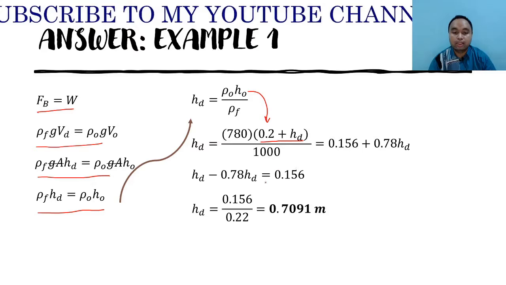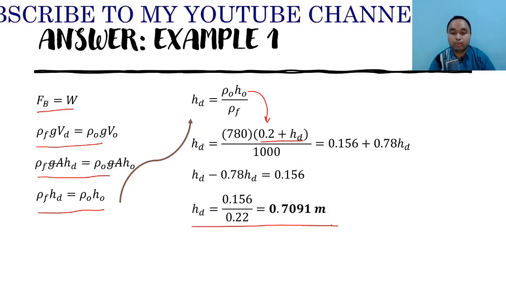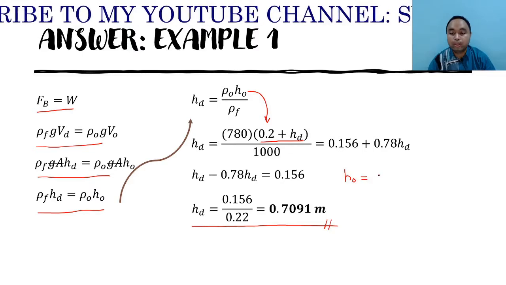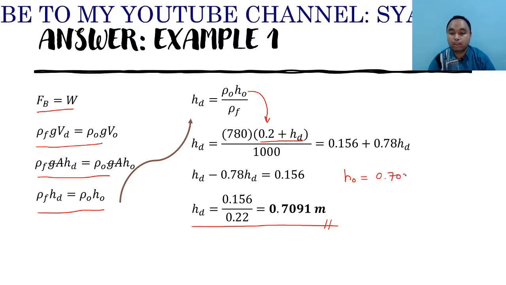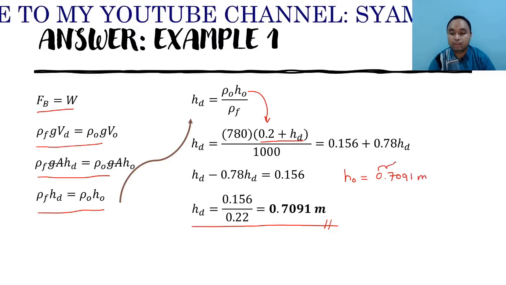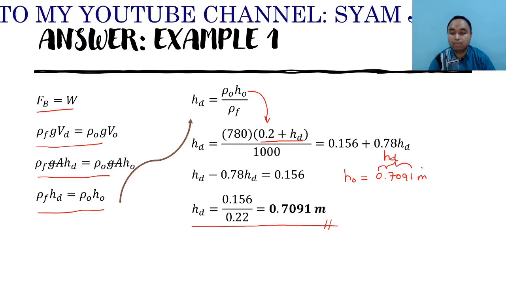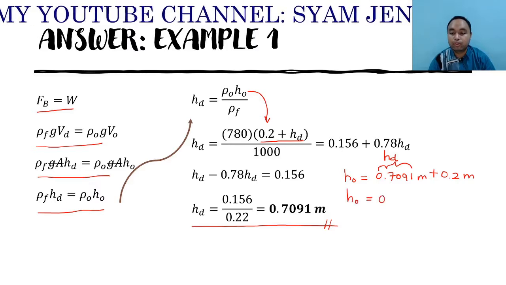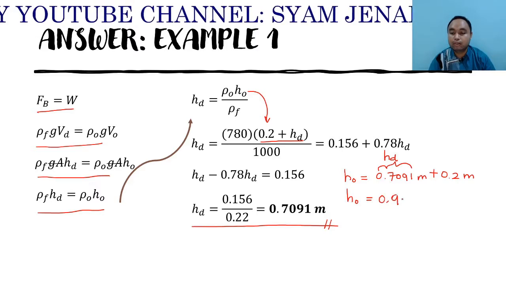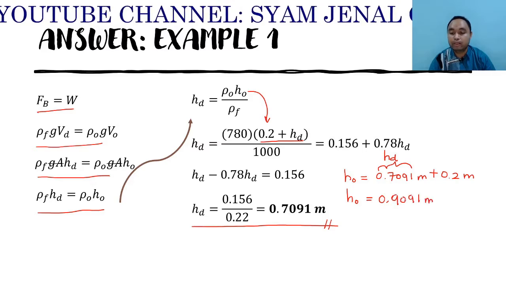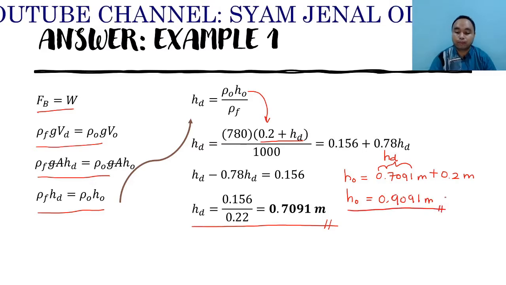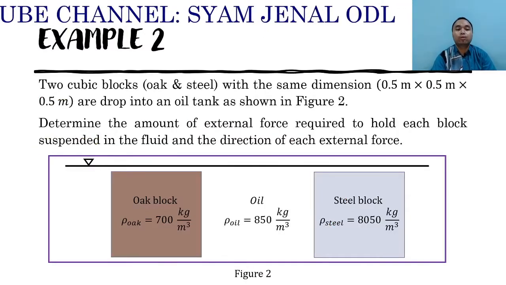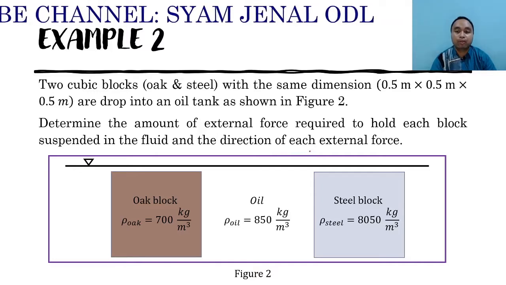If you continue with the calculation, you will get the answer for HD to be 0.7091 meter. And if you are finding HO, it will be just 0.7091 meter, this is the HD, plus the 0.2 meter. So you will get HO to be 0.9091 meter. Okay, pretty simple, right?